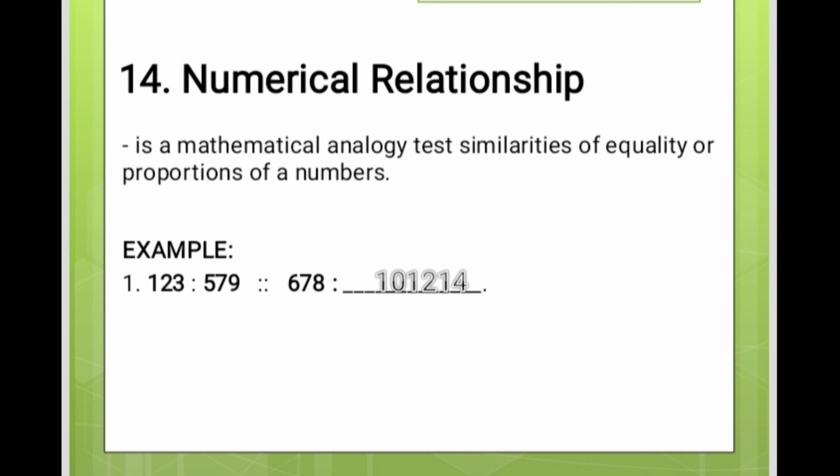Numerical relationship. It is a mathematical analogy that tests similarities of quality or proportions of a number. Another example of numerical relationship. 0.2 is to 0.4, as 0.3 is to 0.9. Let's proceed to number 15.